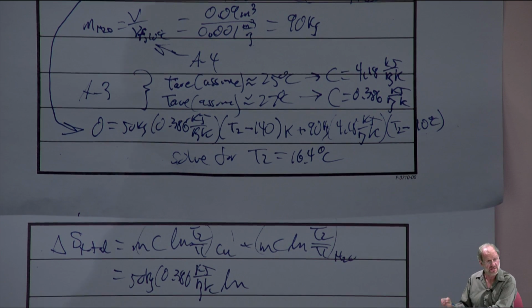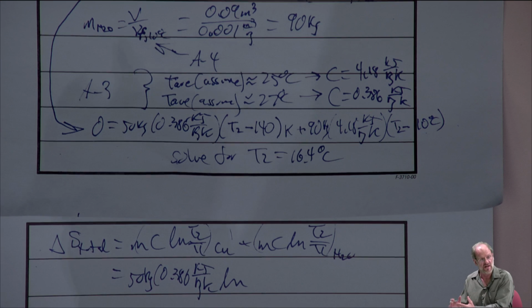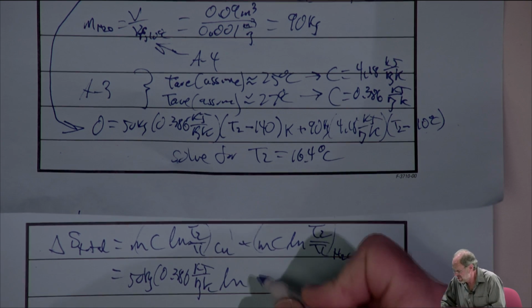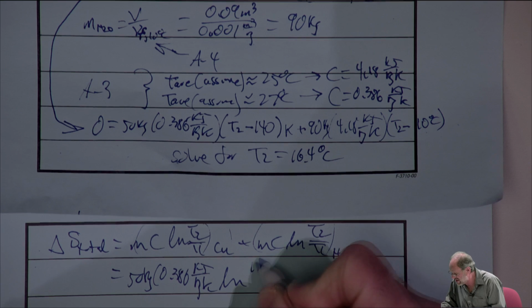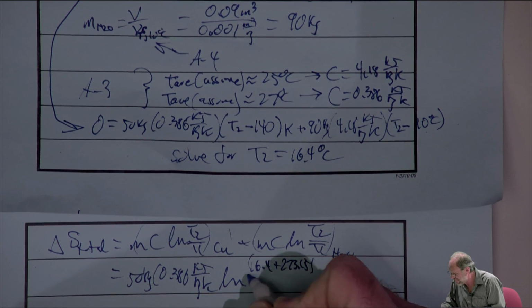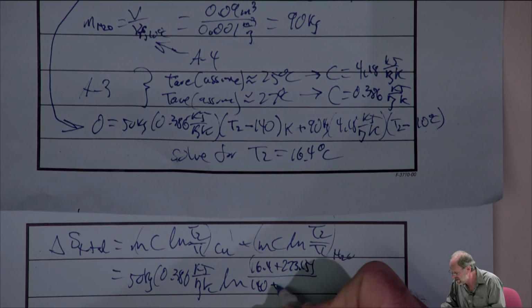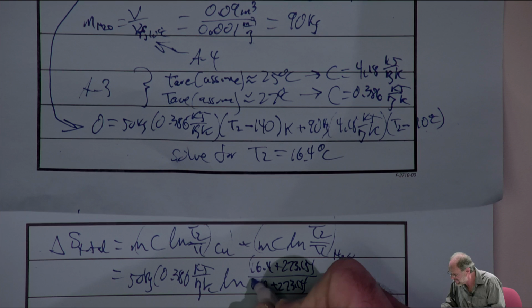Now, this is a temperature ratio that we're actually using in the equations. Temperature ratios certainly do depend on whether we're talking about Kelvin or Celsius, right? So we absolutely have to use the absolute temperature scales. That's kind of a pun, isn't it? So T2 is 16.4 plus 273.15. T1 was given to us as 140 plus 273.15.